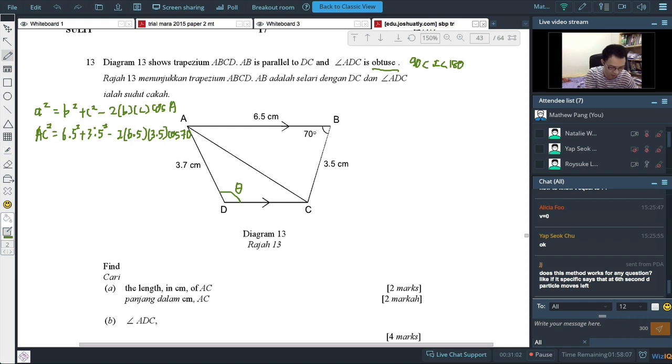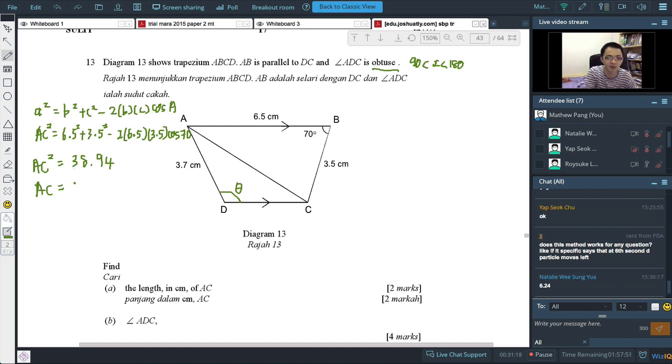Alright, then I will get AC square is equal to 38.94. Therefore AC will equal the square root of the answer, right? So I square root my answer, I will get 6.24. So that means my AC here is 6.24. You get 2 marks. Alright, then I will need to find the angle ADC.